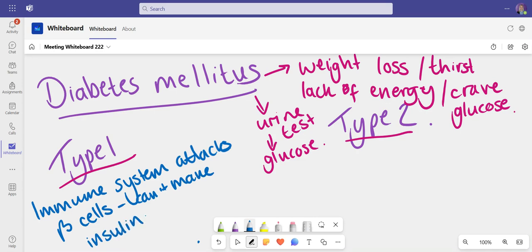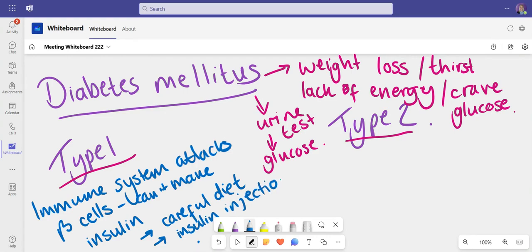Okay, so you're going to end up with really high blood glucose levels because you can't make insulin, so you can't store it in the liver as glycogen. If you have this, then you have to be really, really careful with your diet because you don't want to make your blood glucose go up and down too much. You need to try and keep it as constant as you can. And then you have to have insulin injections. And to know how much insulin to give yourself, you have to take little blood tests.